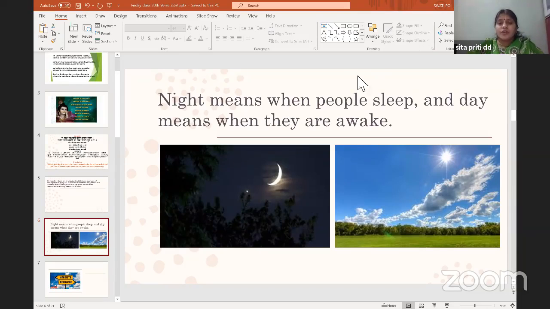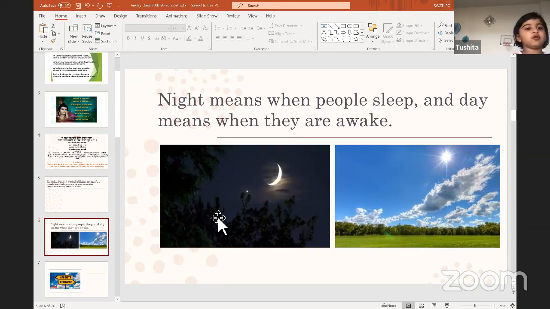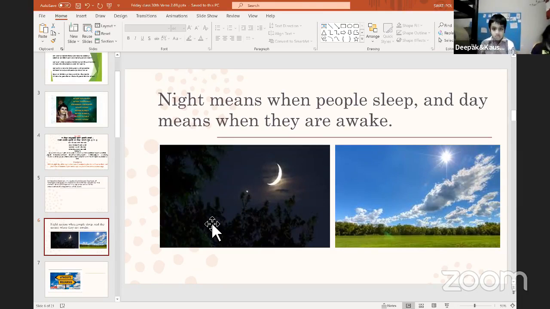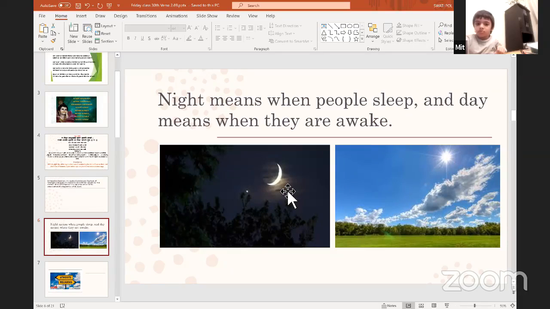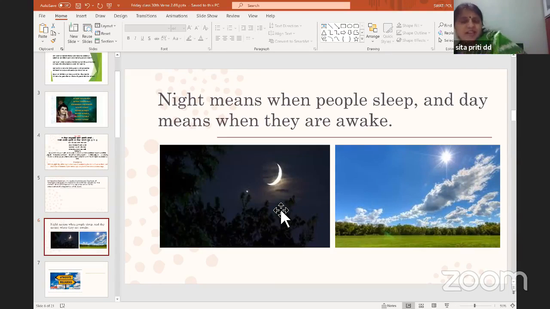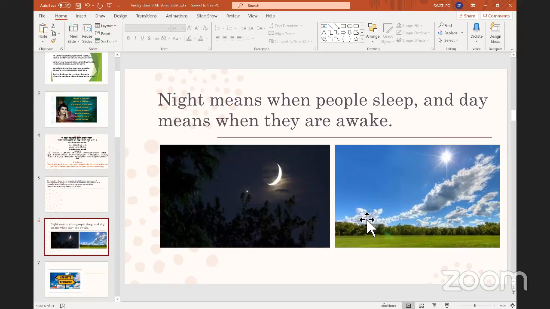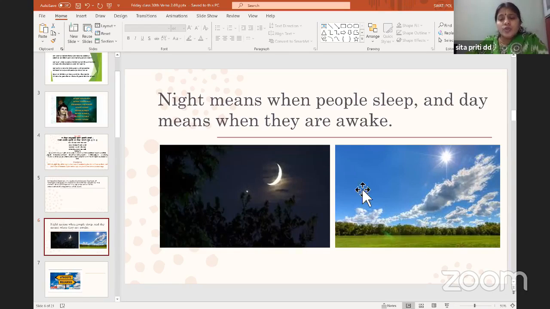So first we'll understand what is day and night. We have some of our very younger kids also, Tushita, Manmay Krishna, and Meet. In the night sky, what do you see? There is the moon, there are stars. Very good. And is it bright or dark at night? It's dark. And daytime it is bright, right? There is the sun, and grass and trees.